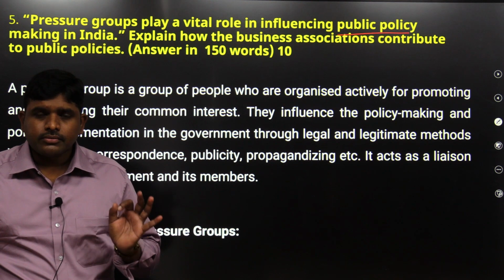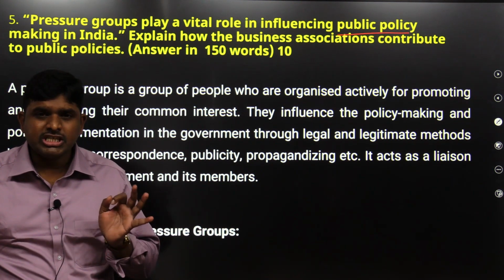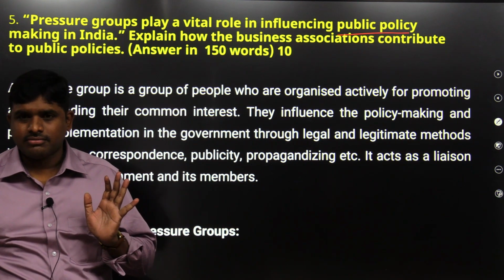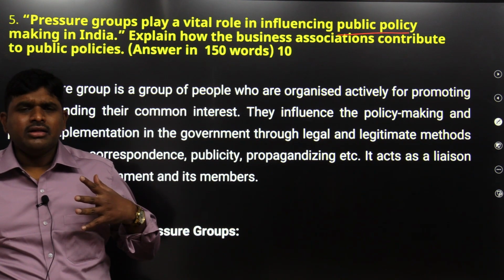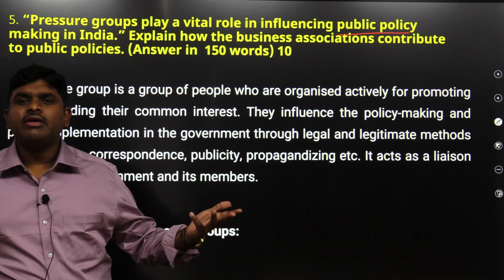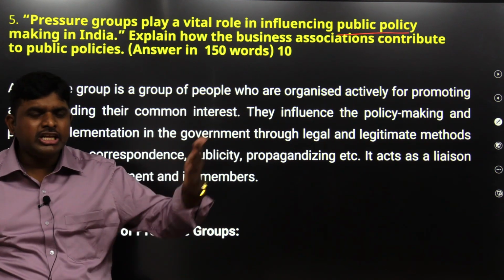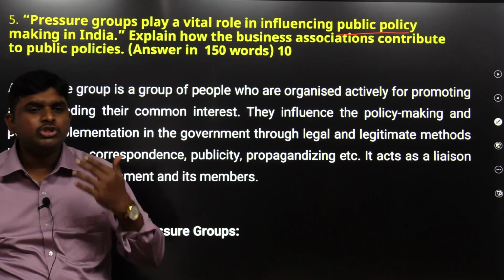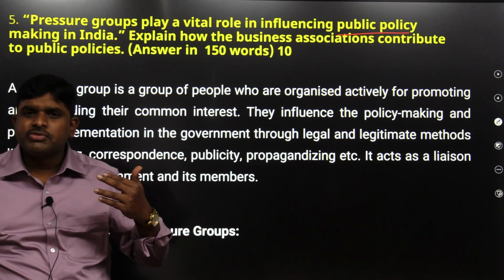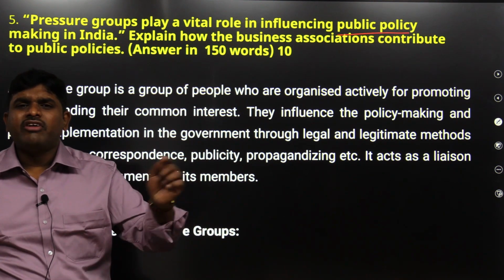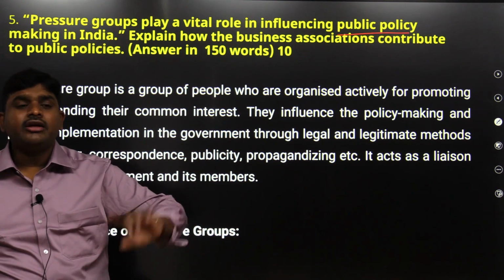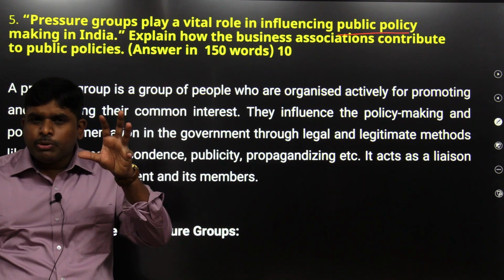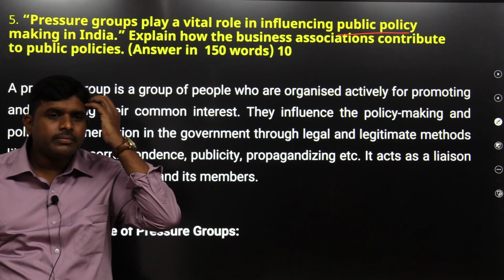Every year, the minimum support price is fixed by the Ministry of Agriculture and Farmers Welfare. They will not make the decision unilaterally. They will call upon the NGOs and farmers associations like Rashtriya Kisan Mazdoor Sangh. These pressure groups will come and say, for Rabi, for Kharif, for paddy, for wheat, this much we want. So the rates of minimum support price are fixed by the pressure groups only.